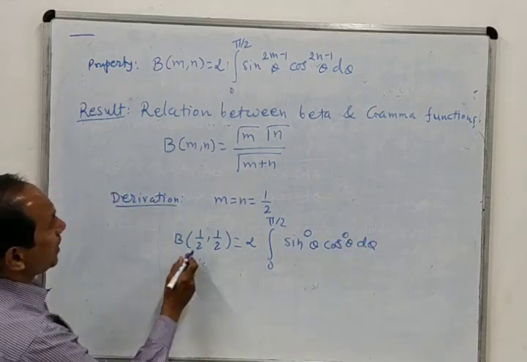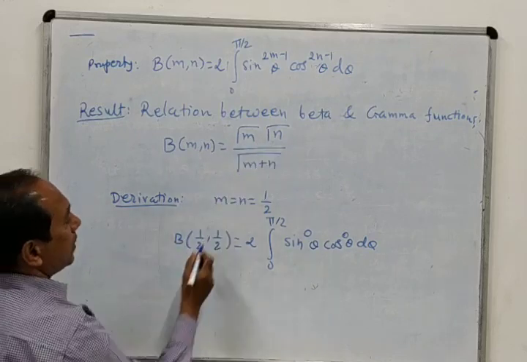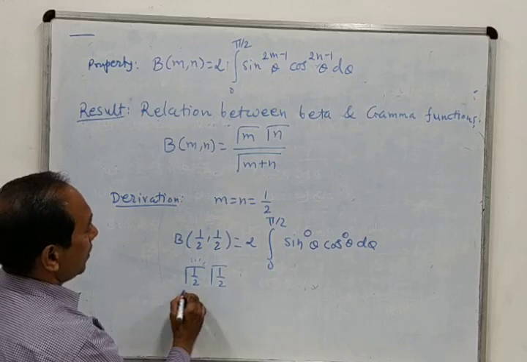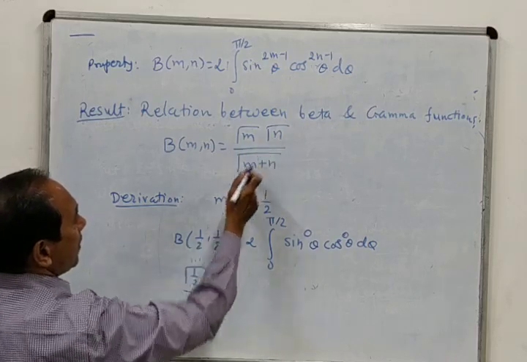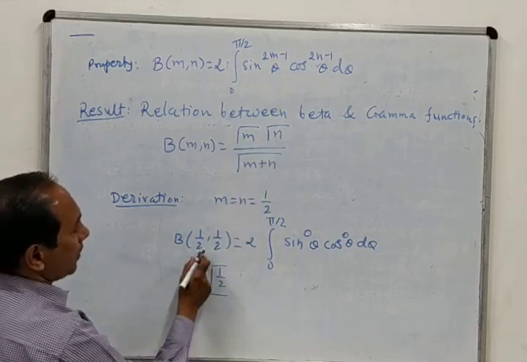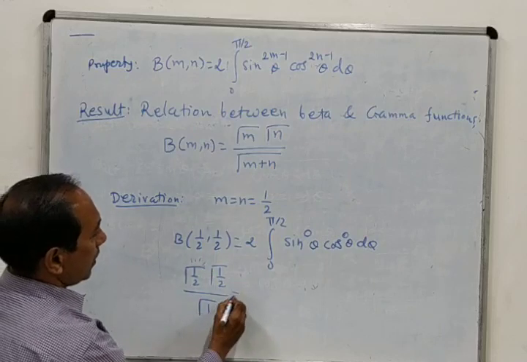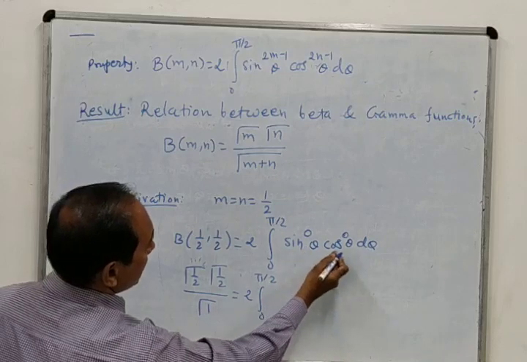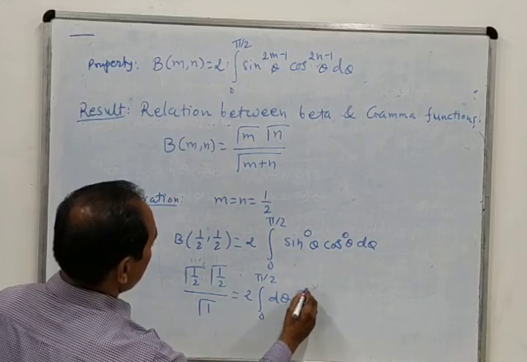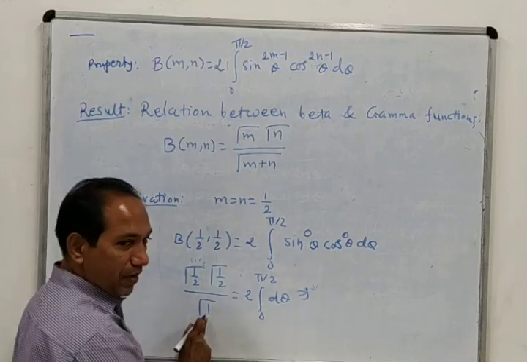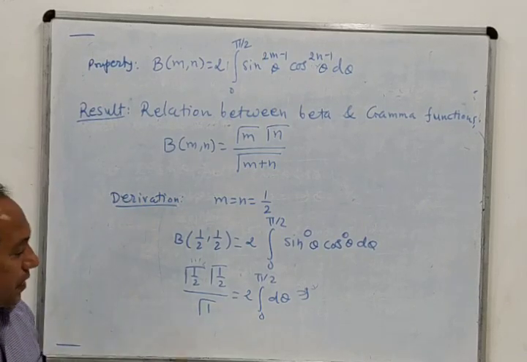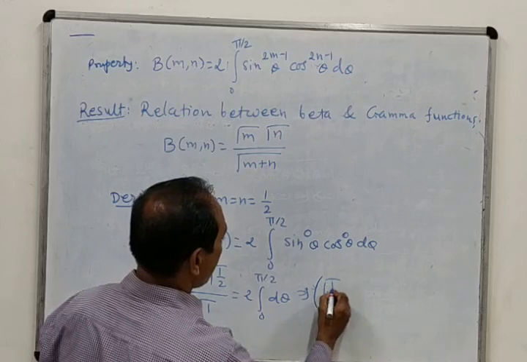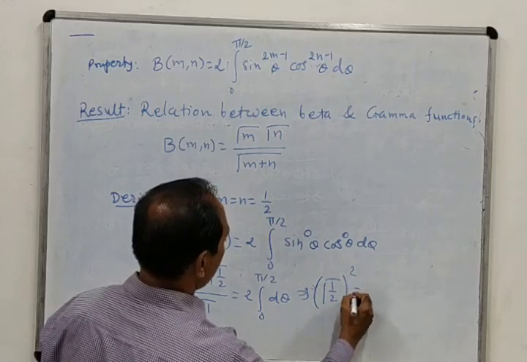But we know that beta m comma n equals gamma m into gamma n divided by gamma m plus n. So gamma m is gamma 1/2, gamma n is gamma 1/2, divided by gamma m plus n. 1/2 plus 1/2 is 1, and the integral is 0 to pi by 2 with sin 0 and cos 0 being 1 and 1, so it is d theta. Now gamma 1 is 1. In the last lecture we already discussed gamma 1 is 1. So this gives gamma 1/2 whole square equal to pi.